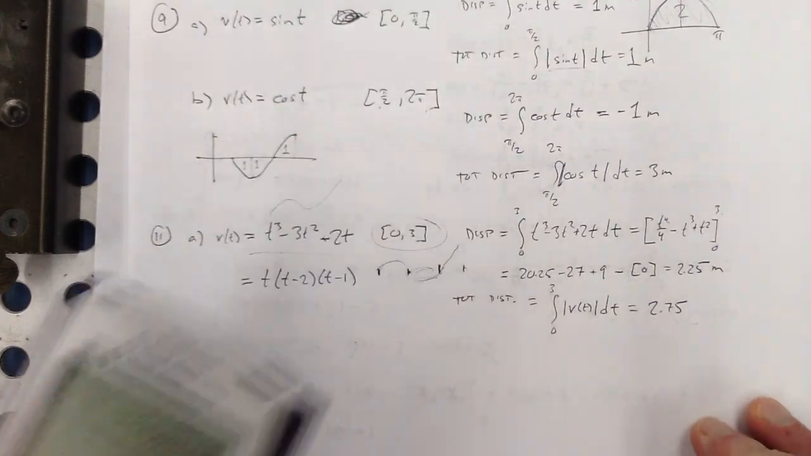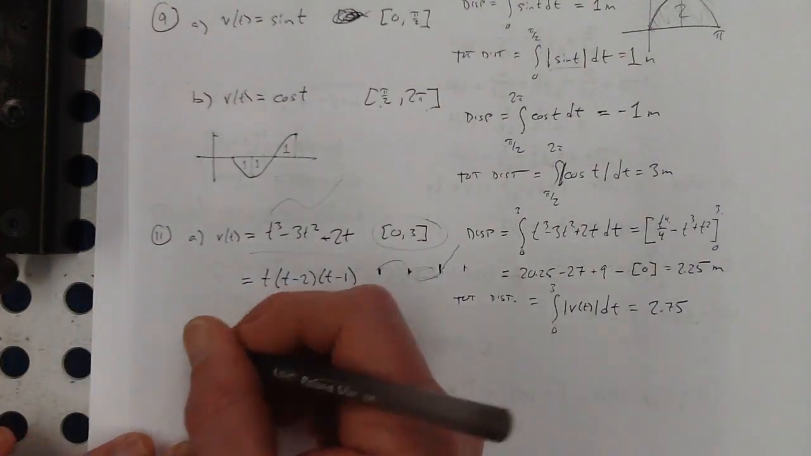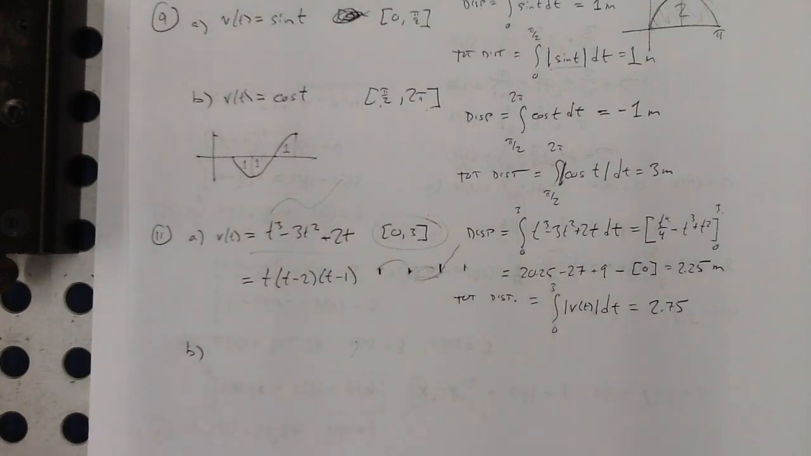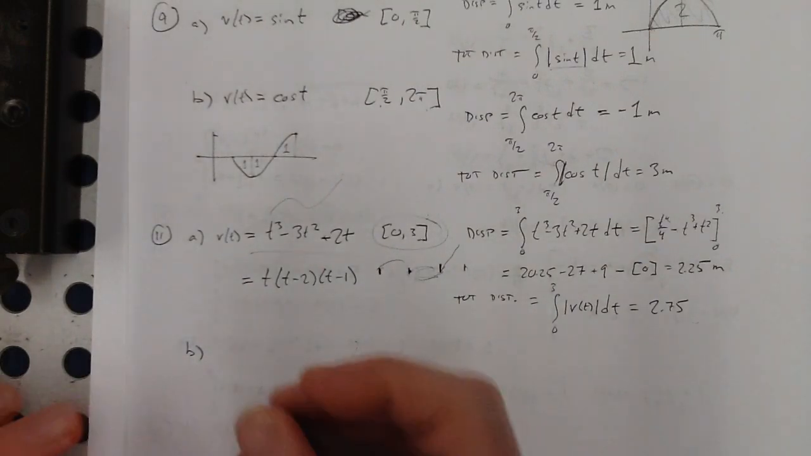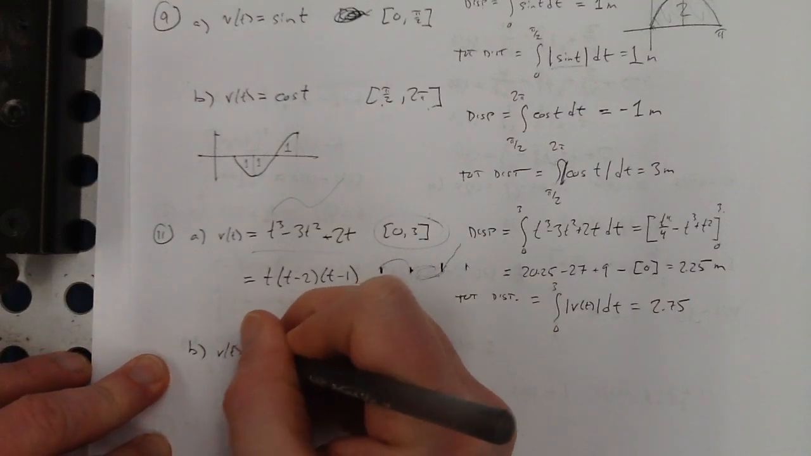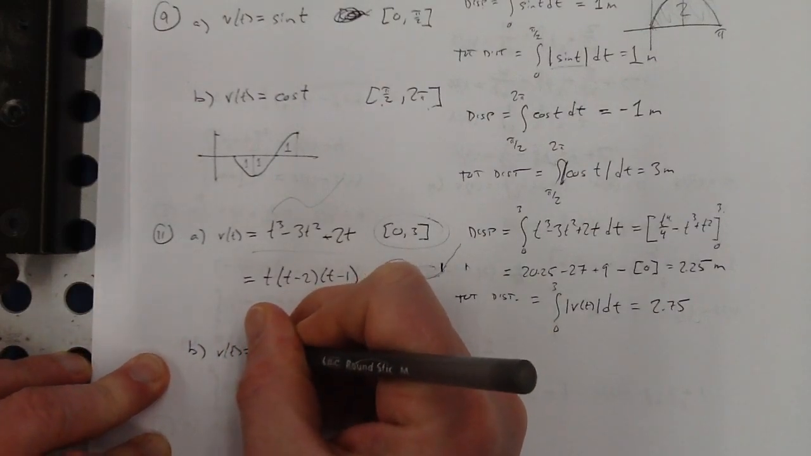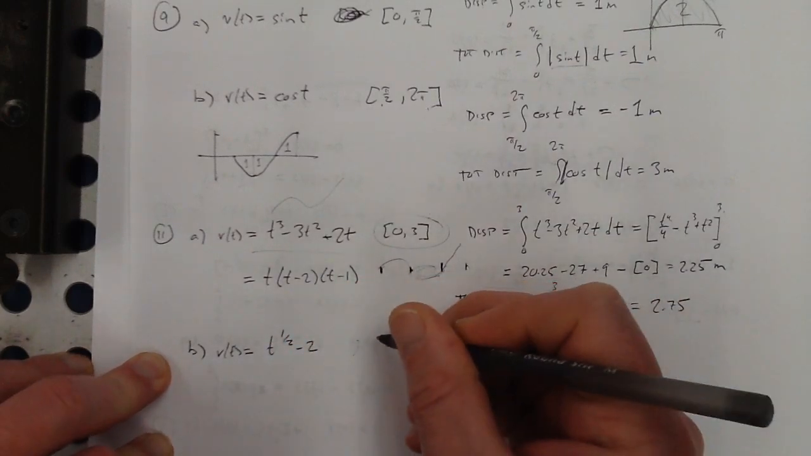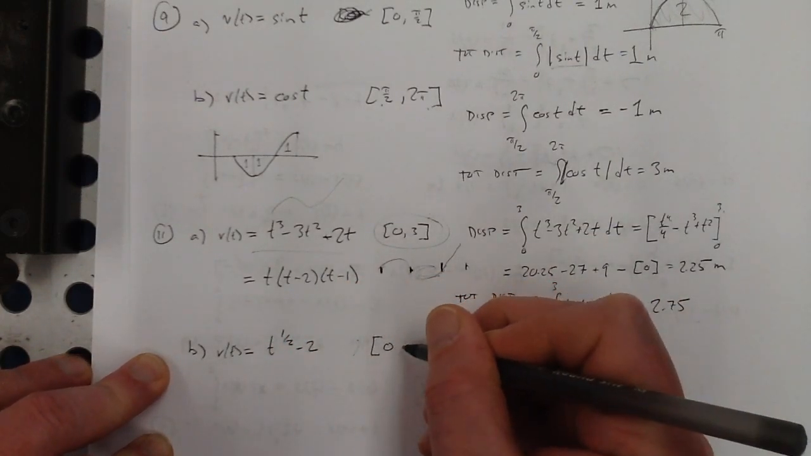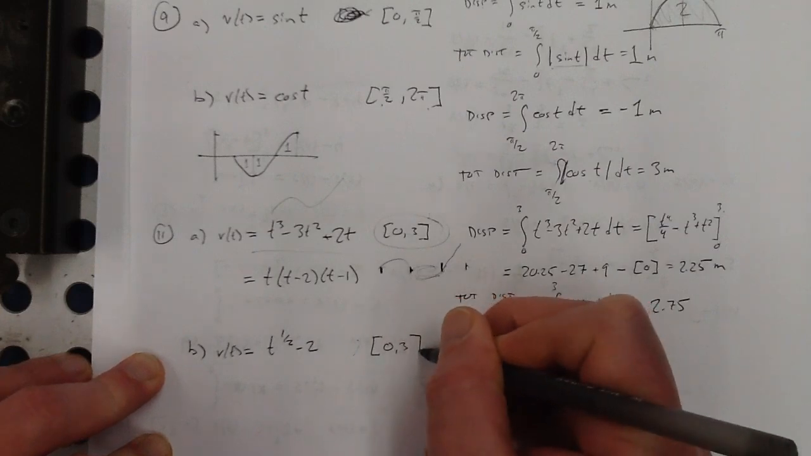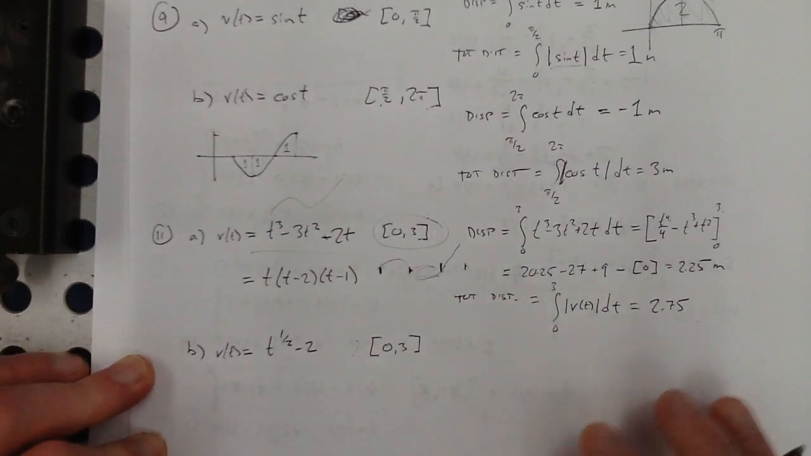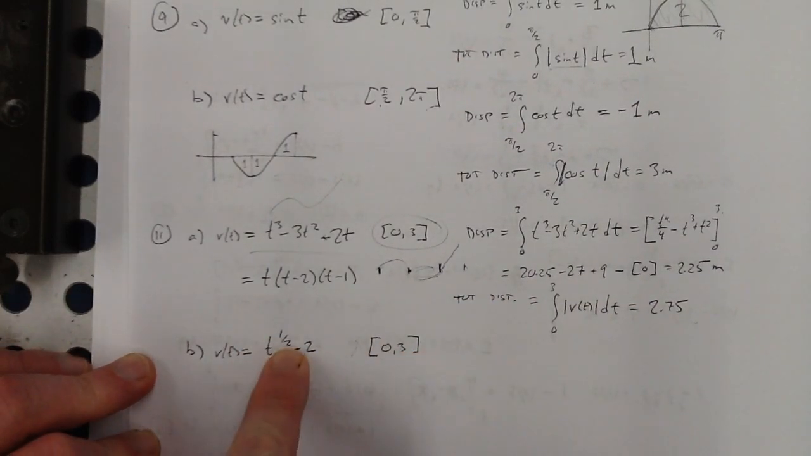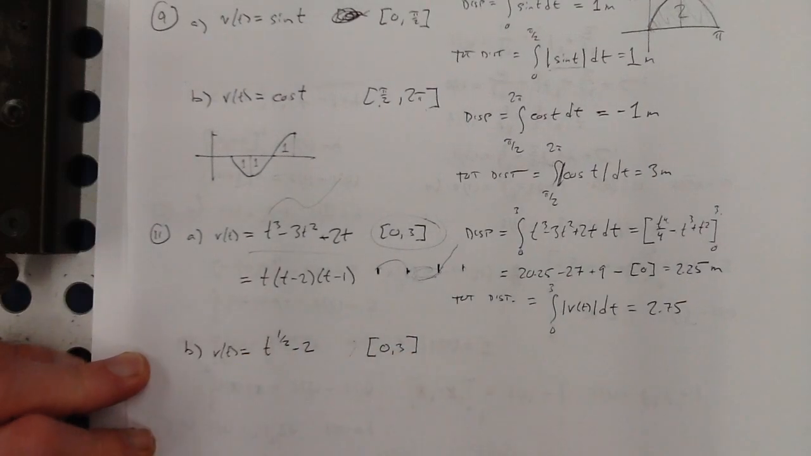And then last one, number 11, B. Last part of the last one. So here I've got, let's see, t to the 1/2 minus 2, also 0 to 3. That's not going to be super pleasant, those numbers here with that square root function.